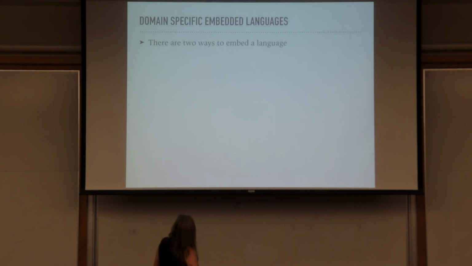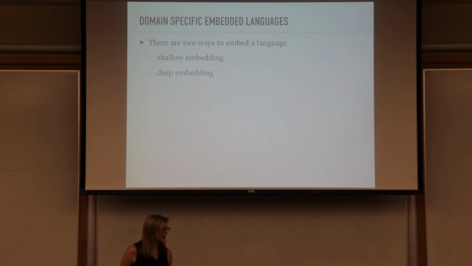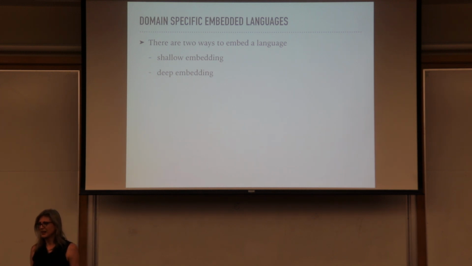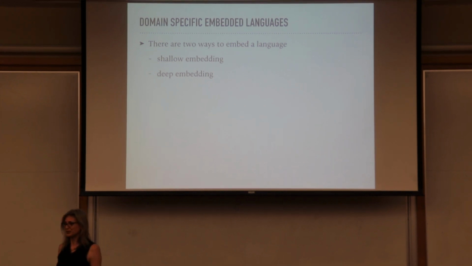So if you look at domain-specific embedded languages, there are basically two ways to embed the language in the host language. One's a shallow embedding, and the other is a deep embedding. So people know what the difference between shallow and deep embedding is? Shallow embedding is just a fancy name for library. You have a library, a domain-specific library.